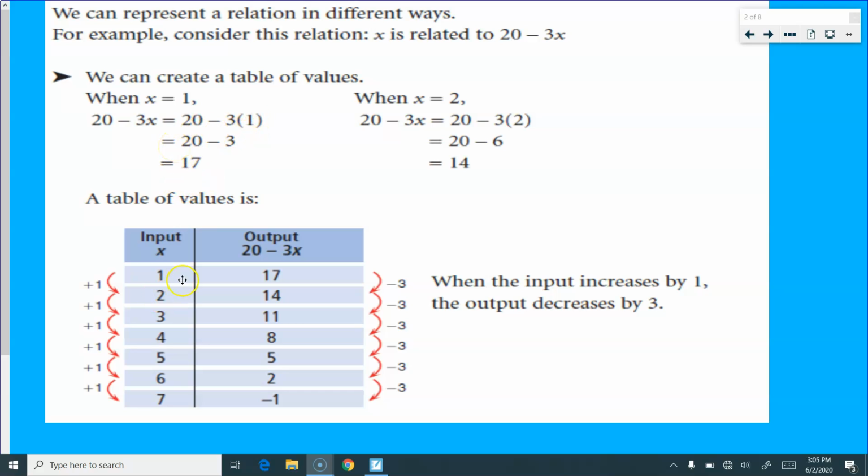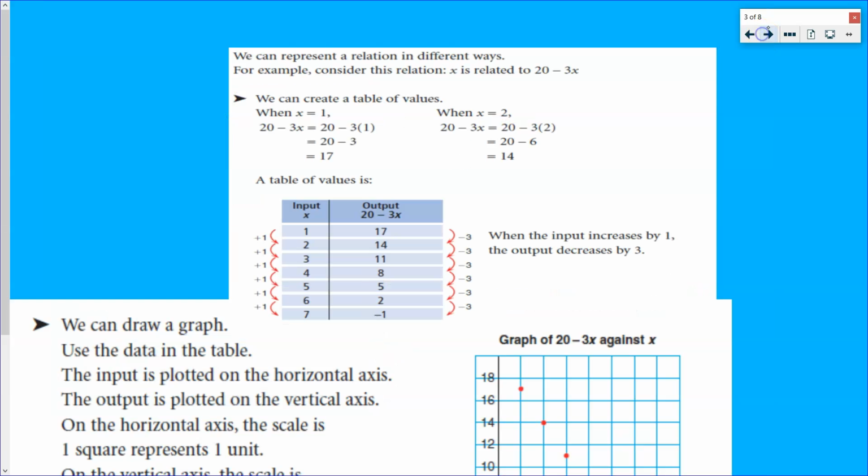Then you can put 2 in. You just keep adding 1. And you plug it into the original there, and you'll see that it's 14. And you continually can add these in. You'll see the pattern of it's less than 3 every time. What this whole chart shows you is that when the input, this side, increases by 1, the output on this side decreases by 3. Okay, but what do we do with all that?